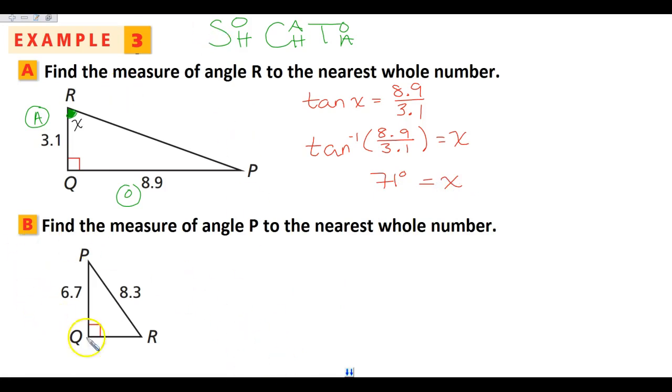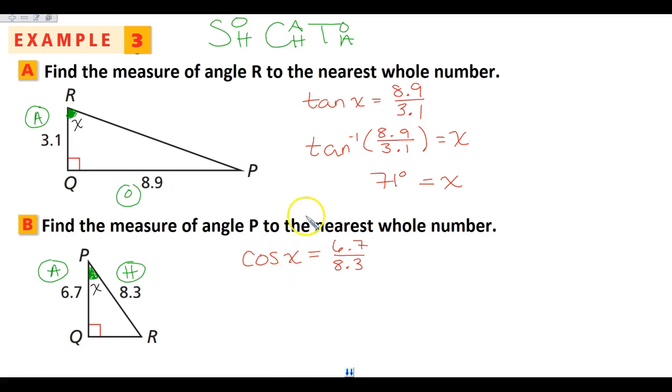All right, I'm going to do the same thing here for part B. I'm looking for the measure of angle P, so I'm going to write an X in there. I'm going to color in my angle. I'm going to label my sides as hypotenuse and adjacent. So A and H is my cosine. So I'm doing the cosine of angle X is equal to my adjacent side, which is 6.7, over my hypotenuse, which is 8.3.